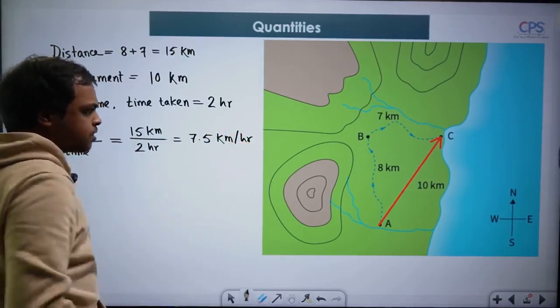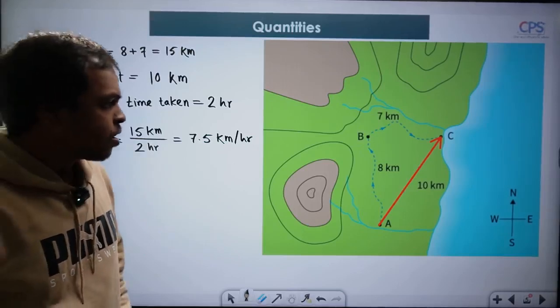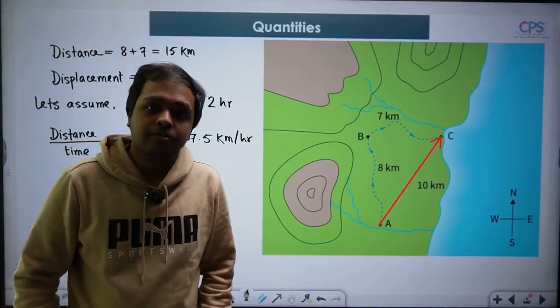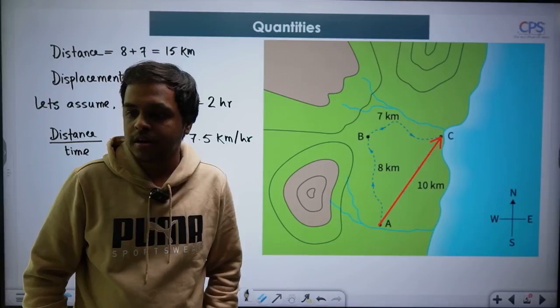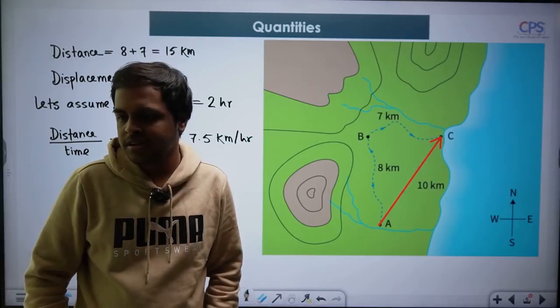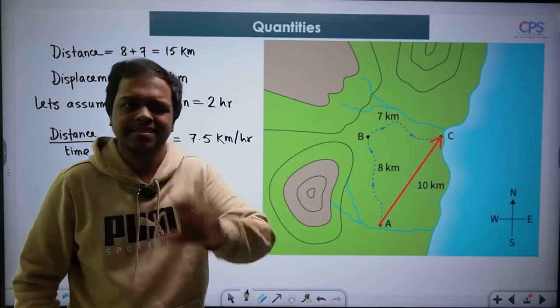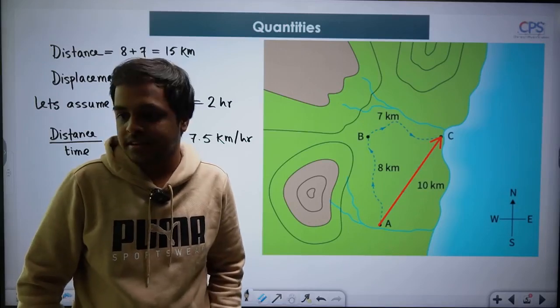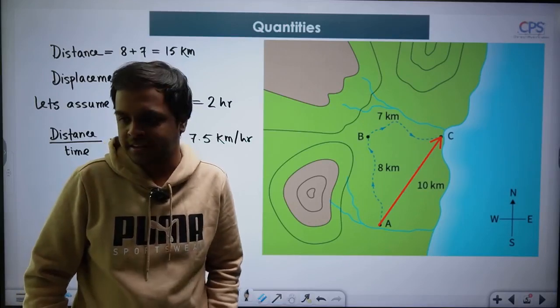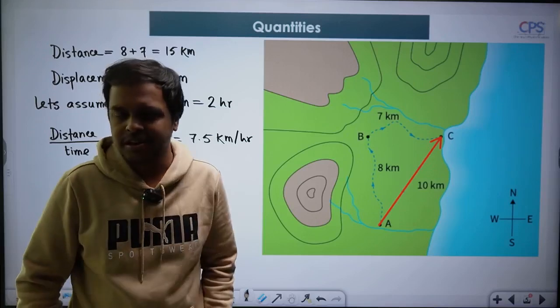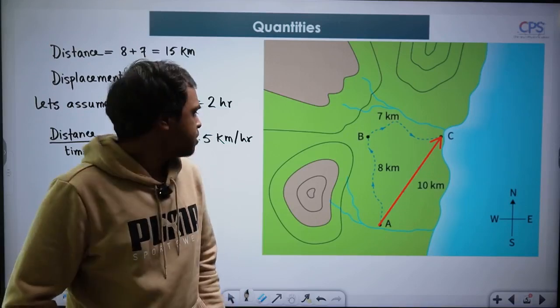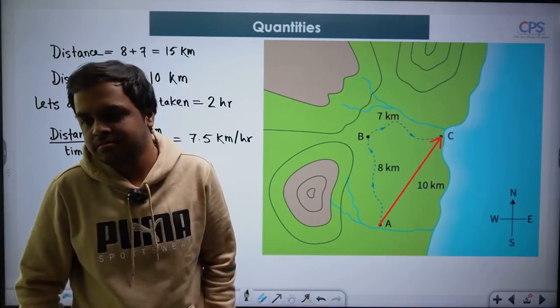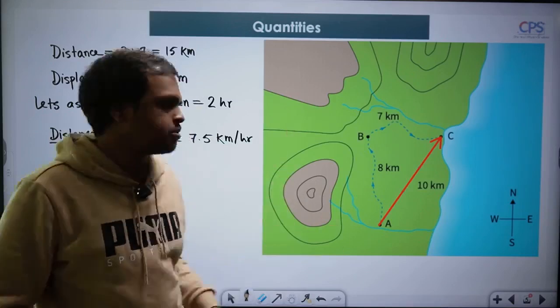So the person is actually walking 7.5 kilometers per hour. Actually, he is not walking, right? It can't be. Well, let's assume. That's the thing about physics and maths. You can assume anything, but that's not practical, right? 7.5 kilometers per hour. Or is it? Maybe, or maybe not. Let's not worry about it.